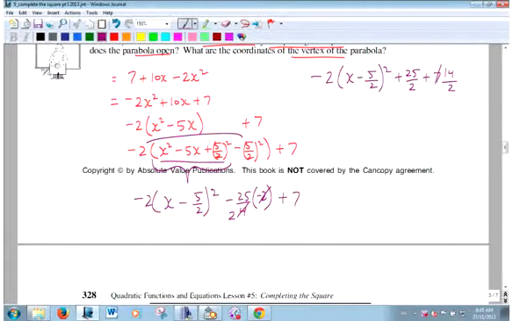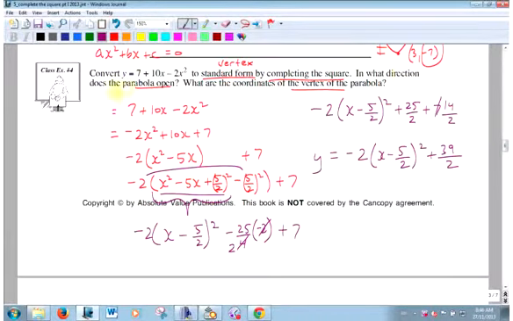Okay. So I can add them together. I got the same denominator. Minus 2, x minus 5 over 2 squared, 25 and 14 is 39 seconds. Okay?